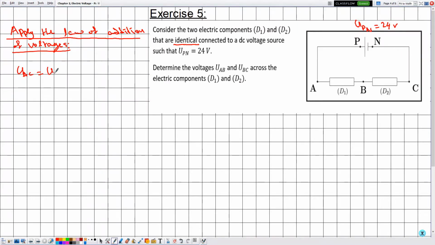So we have UAP plus UPN plus UNC. So across A and P we have a connecting wire which is 0. Let me justify here that UAP is equal to 0, and the reason is given by a connecting wire. Plus UPN, the value of UPN is given by 24. UNC is equal to 0 because across the terminals N and C we have a connecting wire. And in this case the value of UAC is given by 24 volts.